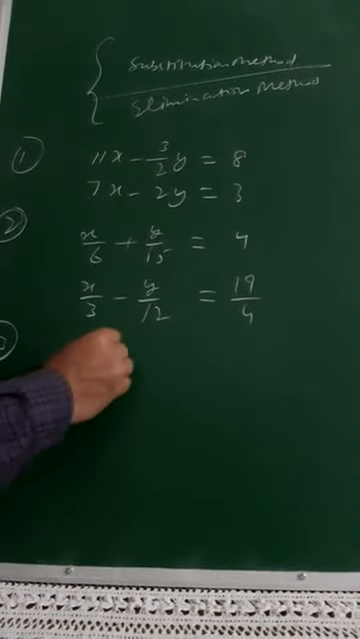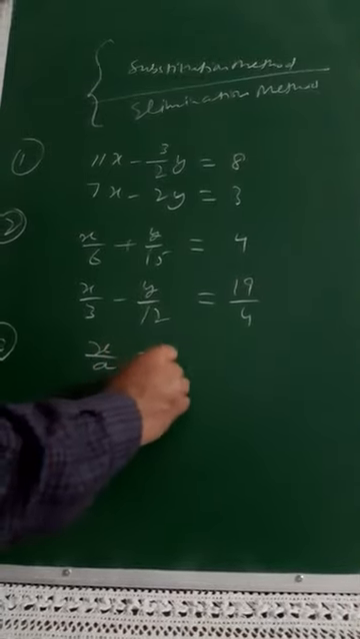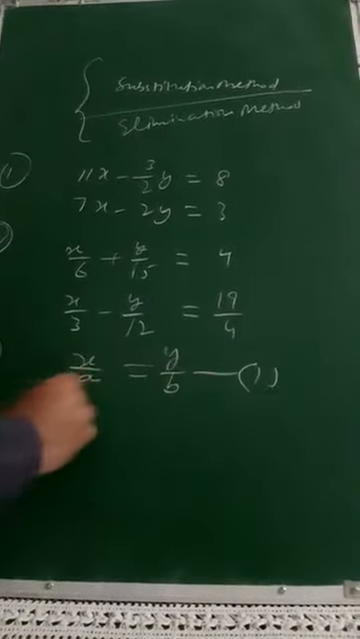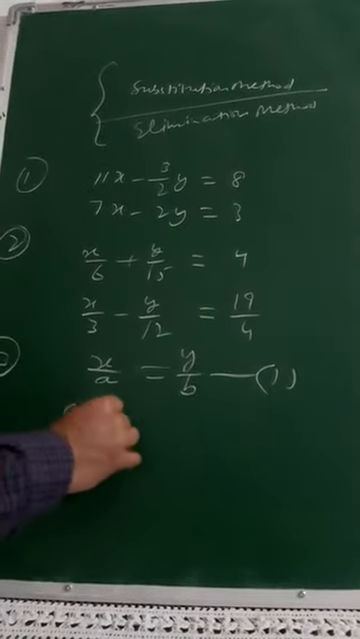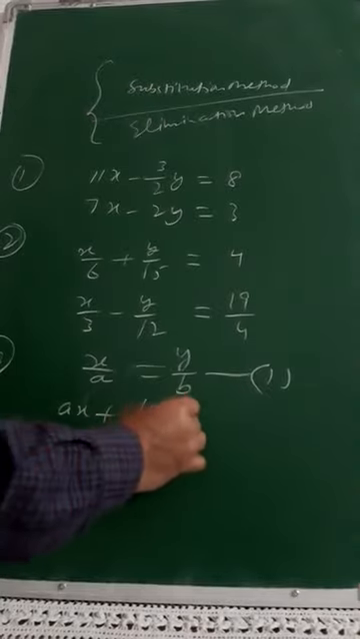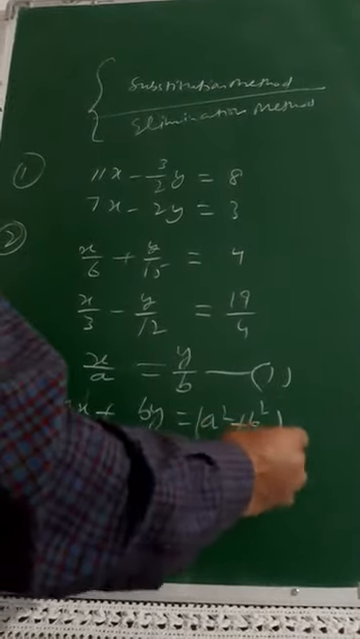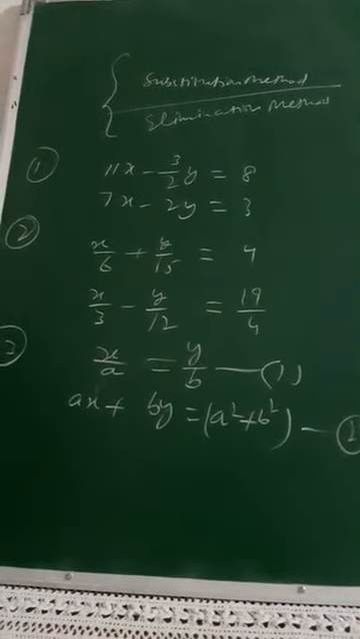Third question is, suppose I am giving you in terms of x upon a plus y upon b is equal to the first equation. The answer will be there in terms of a and b, so need not worry. And then it is ax plus by is equal to a square plus b square. So this is your equation number 2. So you have to solve these.